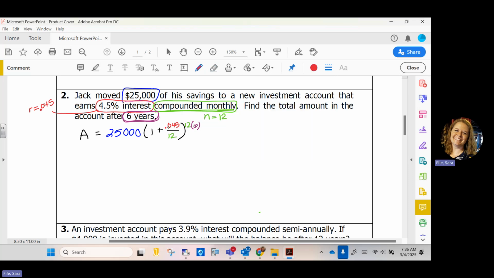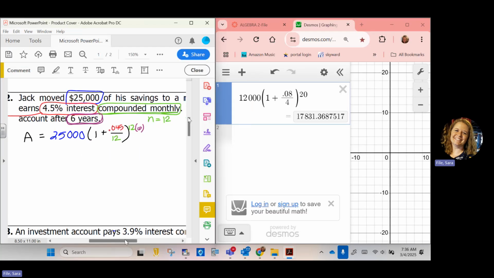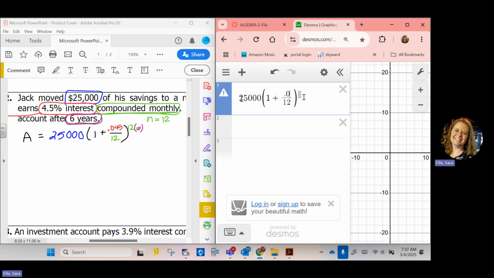Okay, so now it's a calculator question. Now that I know where everything is supposed to be plugged in, I can type it in Desmos here. I'm just going to change this one I've already got written. So that's going to be 25,000, going to be 12 times a year, and that's at 0.045. Okay, so for my exponent, it's 12 times 6.